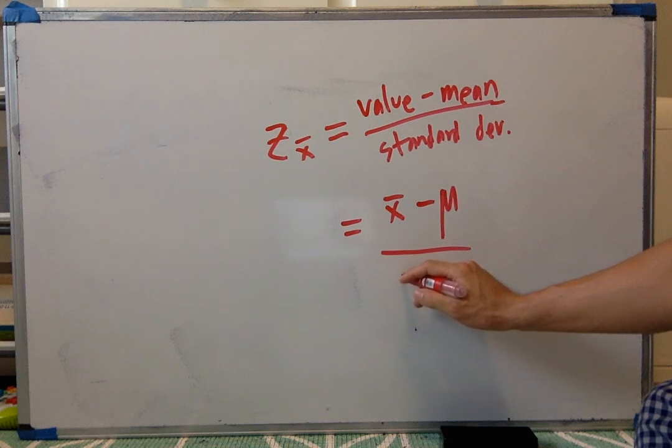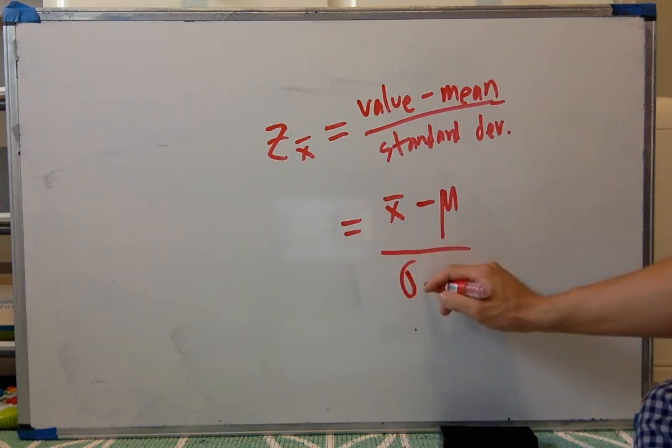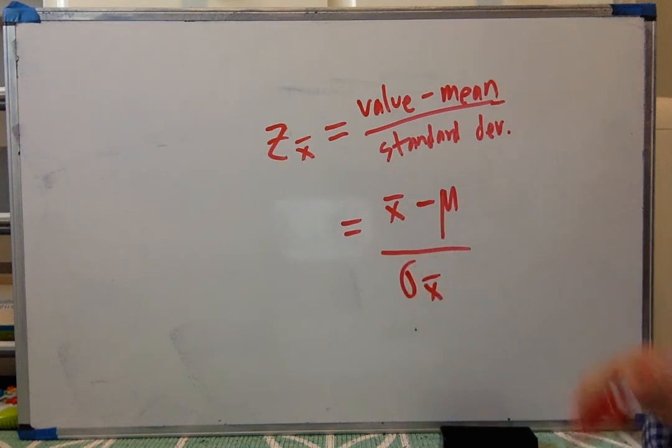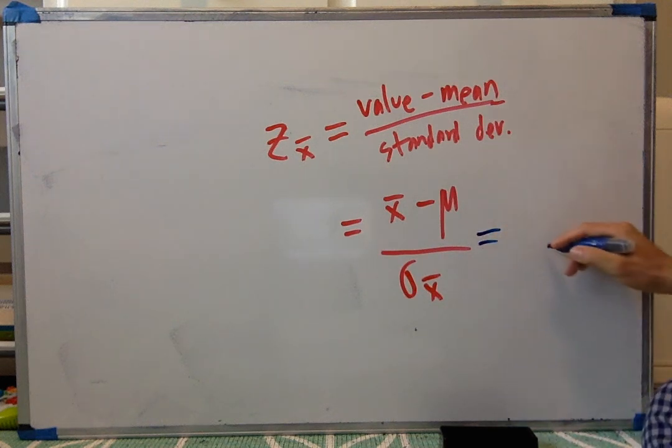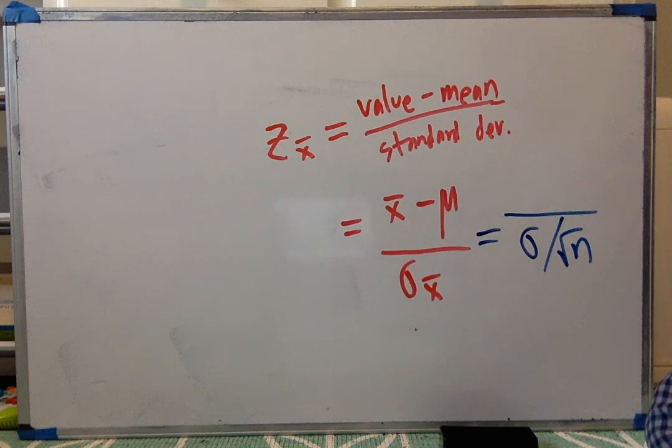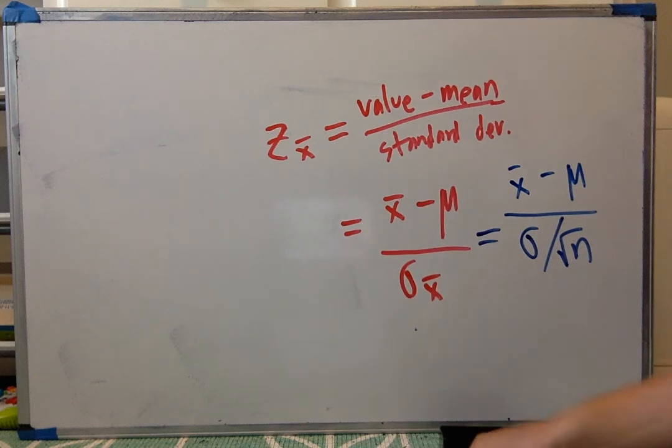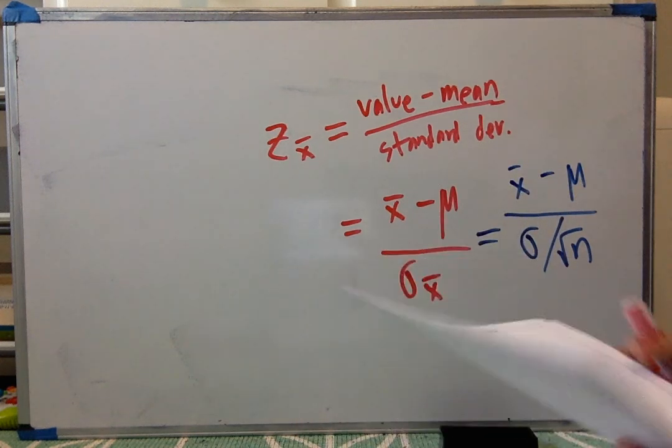I'll continue on. Standard deviation would be sigma, but in this case we're talking about the standard deviation of means, so sigma sub x bar. If you remember back to a previous section, sigma x bar is just the original sigma divided by the square root of the sample size. And then the top is the same thing, x bar minus mu. This is a pretty important thing if you're going to do it using the standardized version.